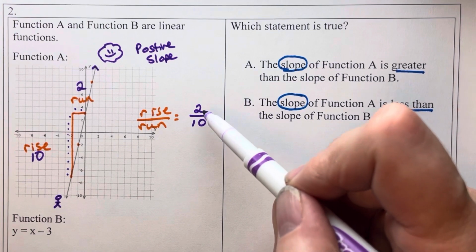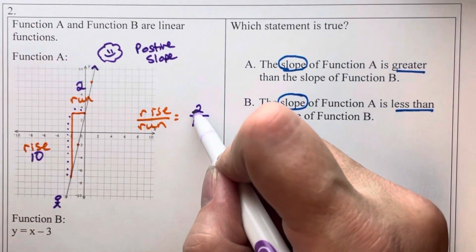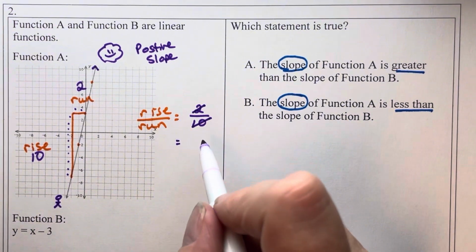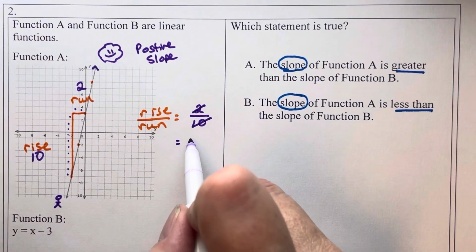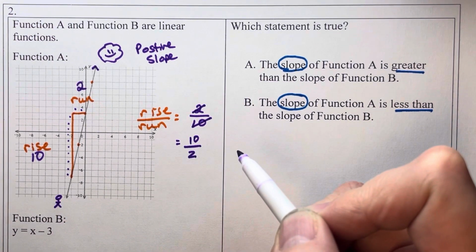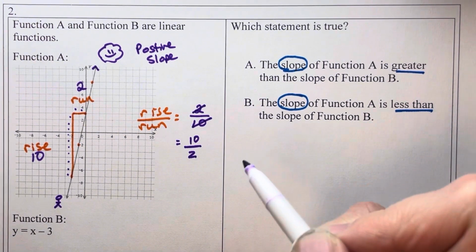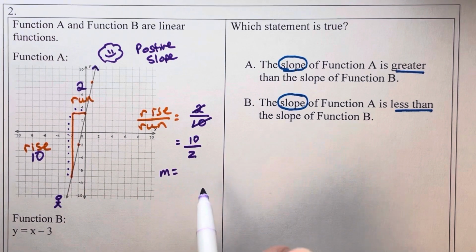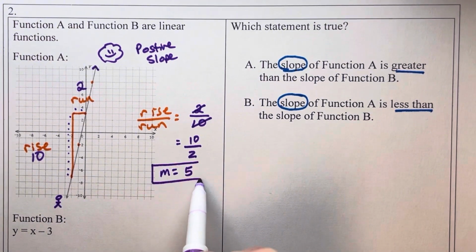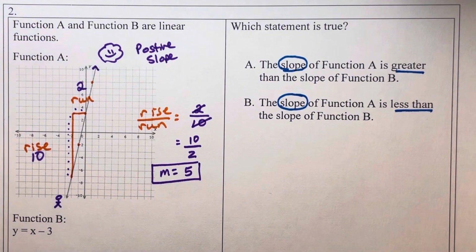So I have written these numbers backwards and nobody told me? Oh, goodness. Our slope, the rise is 10 and the run is 2. And that most definitely can reduce to make 5. So the slope of function A is 5. Great. Let's go look at function B.